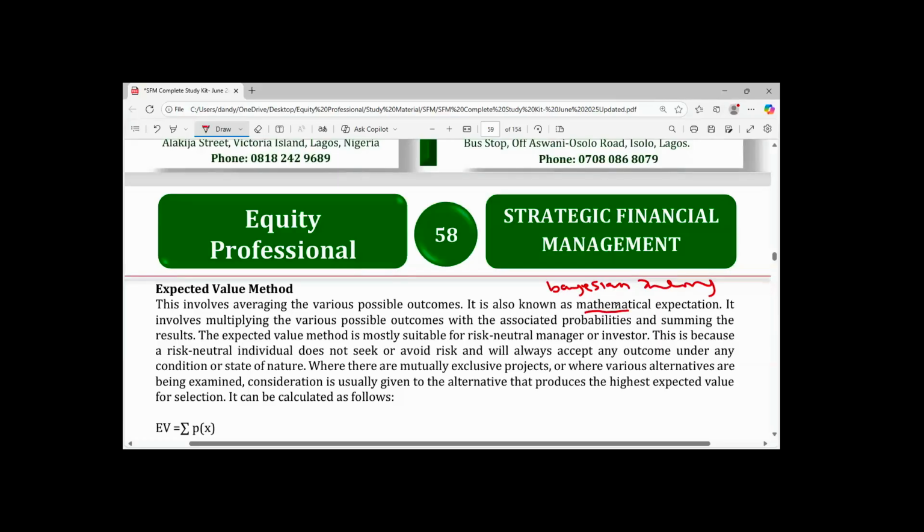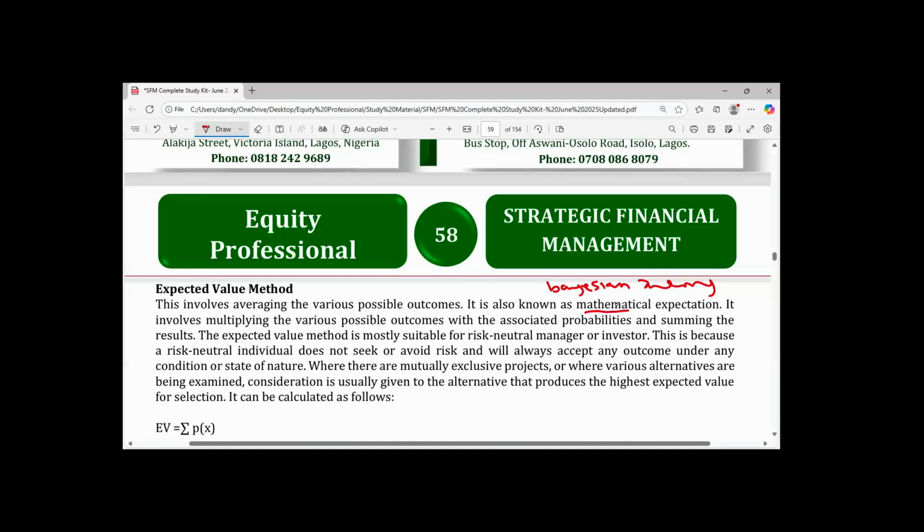It involves averaging each possible outcome. And then expected value is computed by multiplying the probability of each state of nature with the associated possible outcomes or with the cash flows. So to get expected value, you are supposed to multiply probability with a cash flow. That is how to calculate expected value.